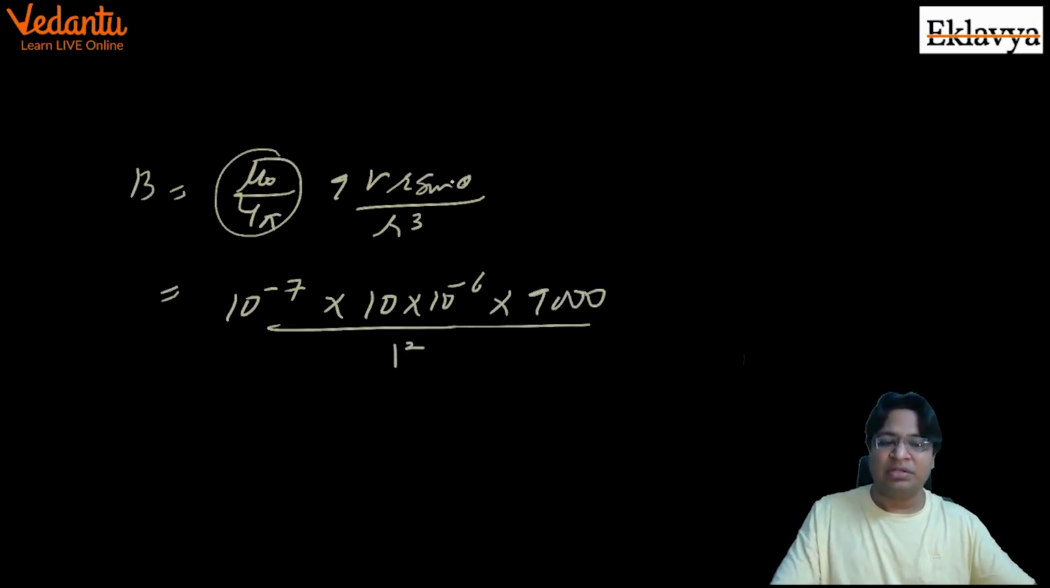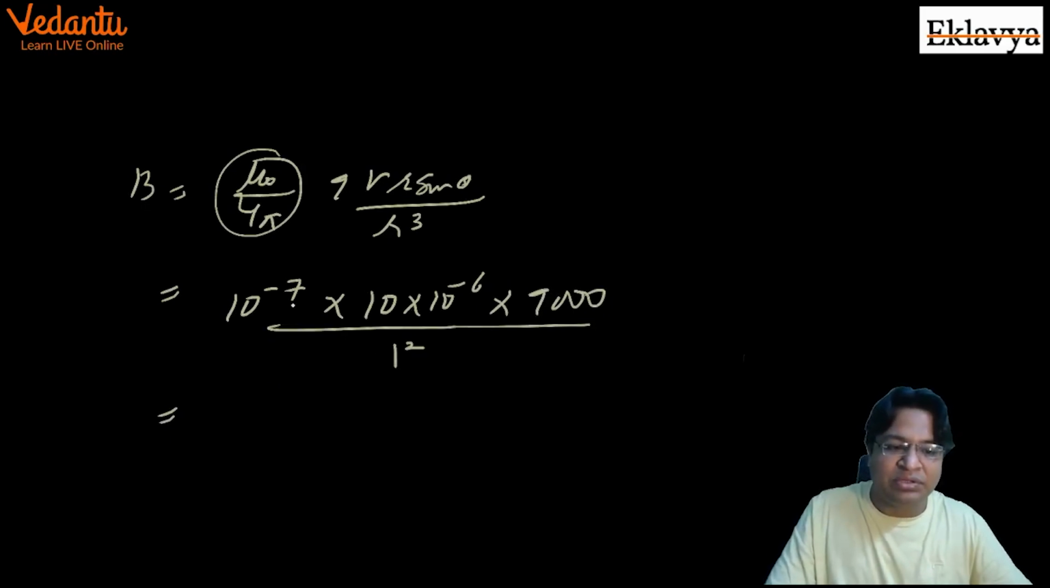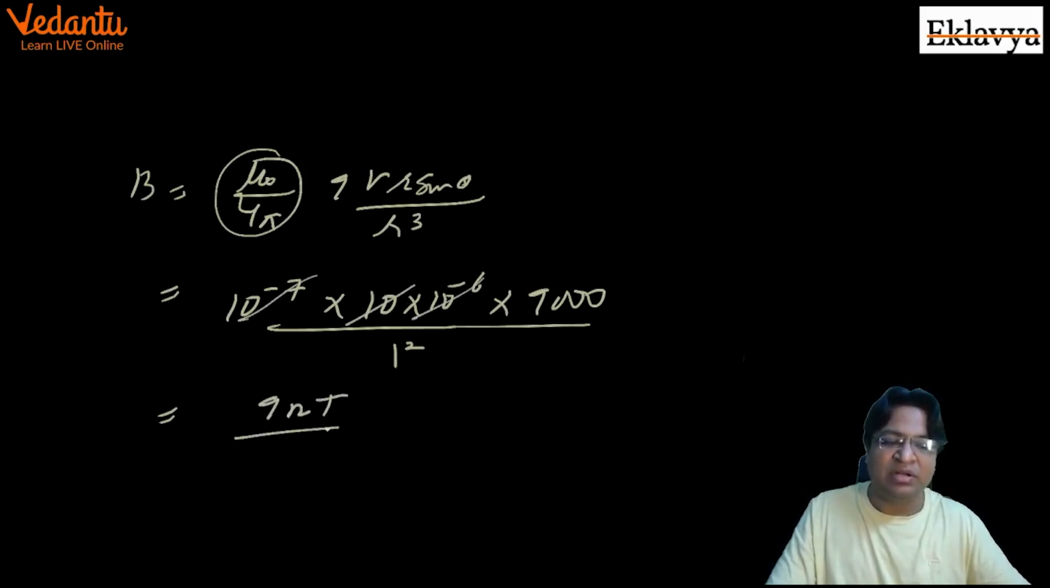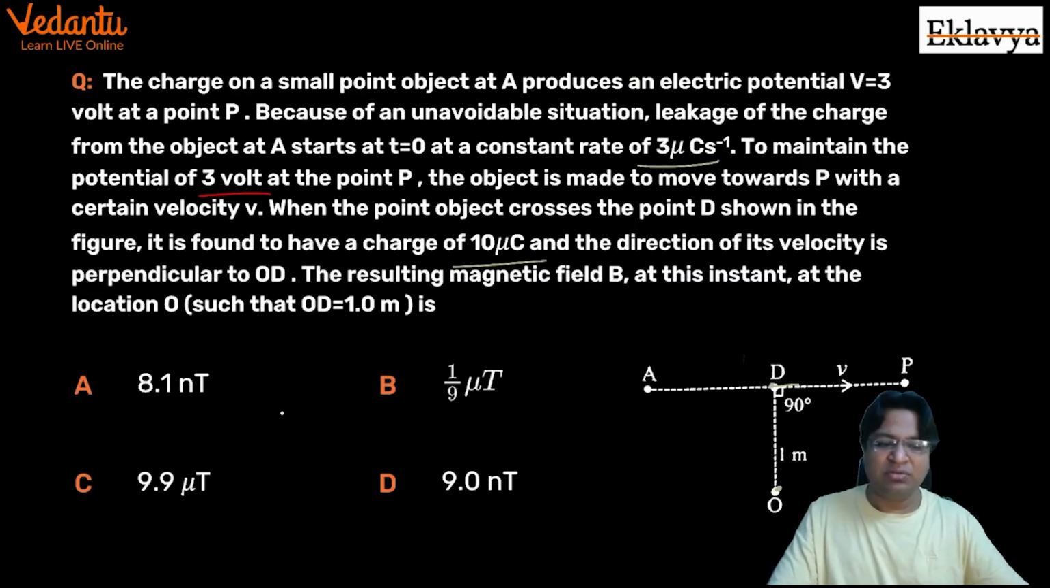The theta is 90 degree. So this number becomes what? This is 10 raised to power minus 12, so 9 nano Tesla. Okay, so 9 nano Tesla. So option D would be the correct option here.